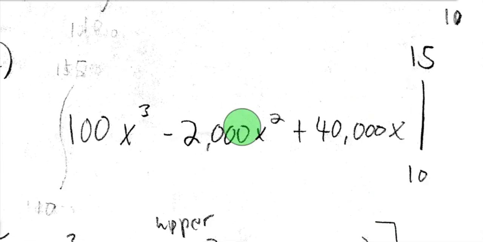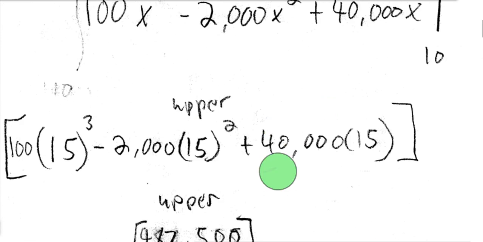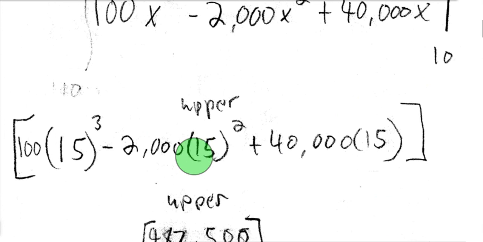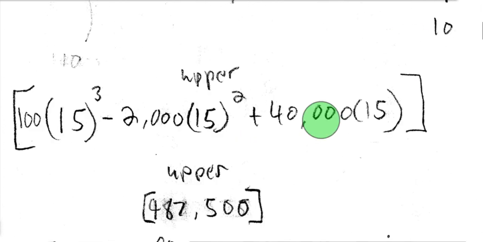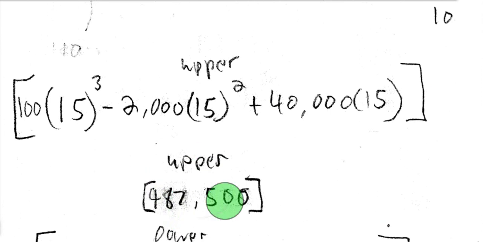We're going to plug in 15, which is basically your upper limit, and figure out what that is. You get $487,500. What does that number mean? That means when producing 15,000 computer chips, it will cost you this much money. If you took this and divided by 15,000, that would give you the cost per chip.